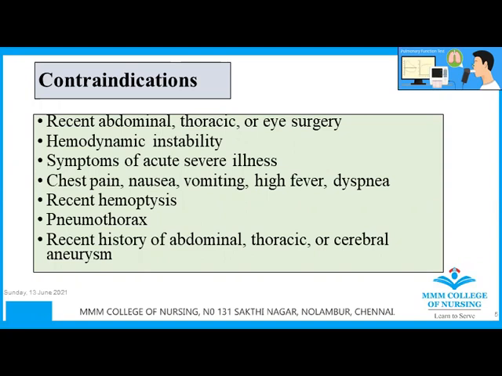Contraindications for PFT. If the patient had any recent abdominal, thoracic, or eye surgery, if the patient is hemodynamically unstable, if the patient has symptoms of acute severe illness, chest pain, nauseated feeling, vomiting, high-grade fever, or dyspnea, if the patient has a history of hemoptysis, that is blood in sputum, or if the patient had any recent history of pneumothorax, recent history of abdominal or thoracic or cerebral aneurysm. If the patient has any of the above mentioned problems, the patient is contraindicated for undergoing a PFT test.